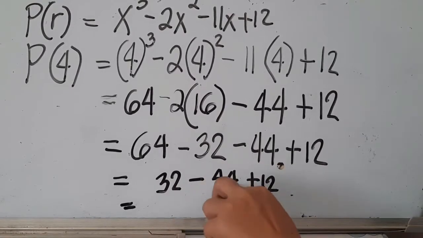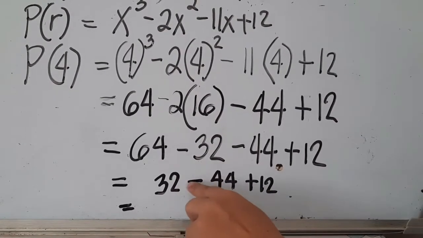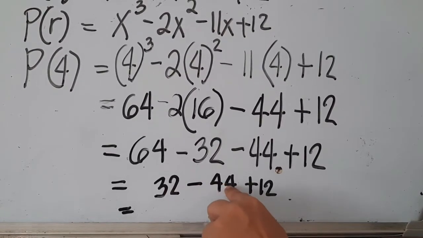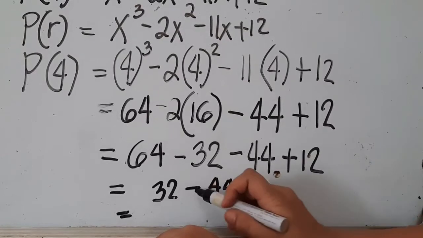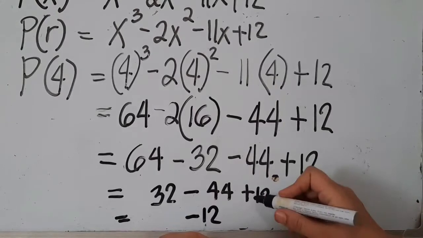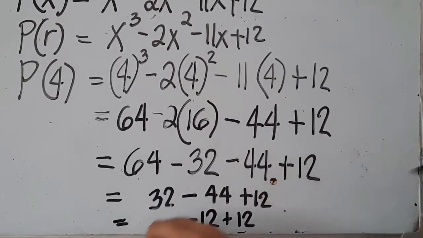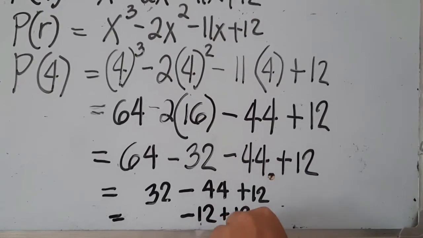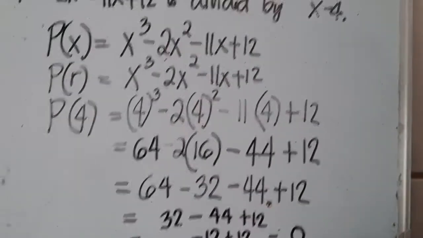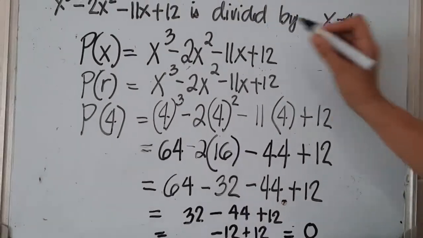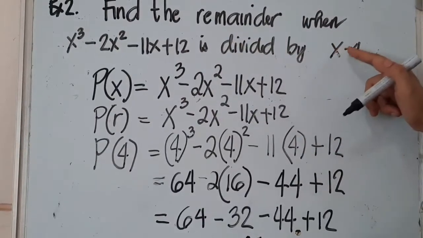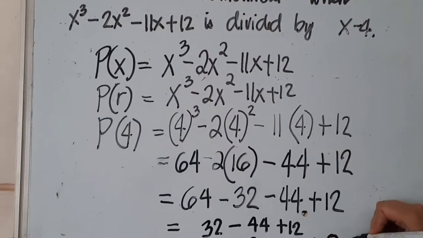32 minus 44, take note, that is subtraction. So apply the rule for subtraction: you change the sign of the subtrahend and proceed to the rule of addition. So 32 minus 44, the answer is negative 12. Am I right? And then copy plus 12. Then negative 12 plus 12 is equal to 0. So the remainder is equal to 0. So when x cubed minus 2x squared minus 11x plus 12 is divided by x minus 4, the remainder is 0.